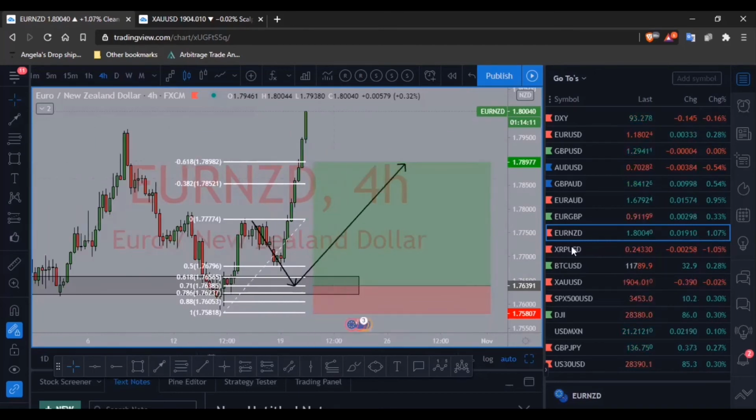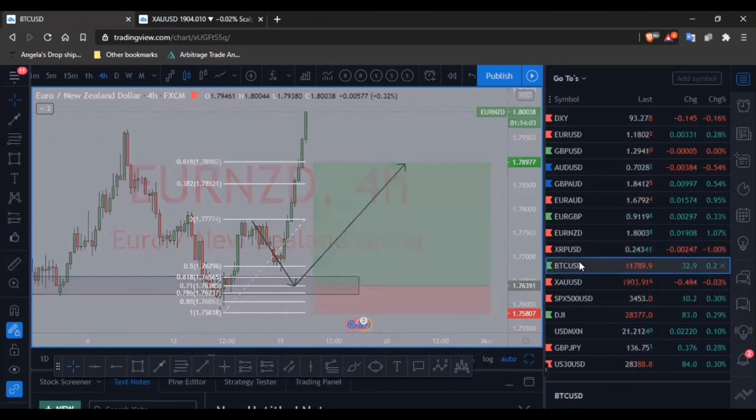And so price went extremely bullish. Not looking for any type of sells or anything right now on EURNZD. Just gonna wait it out. Let's go on to Bitcoin.